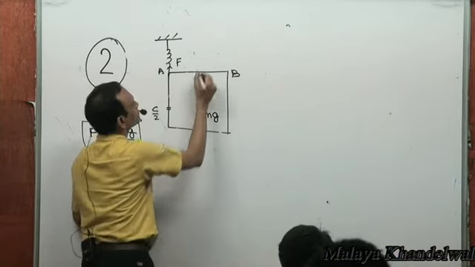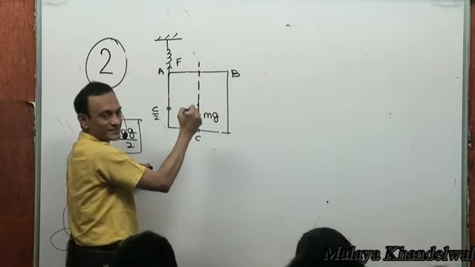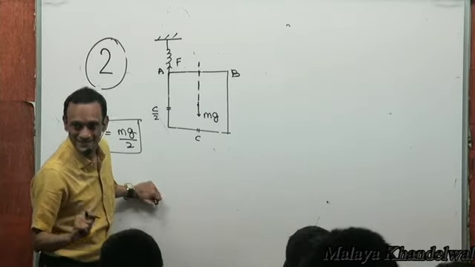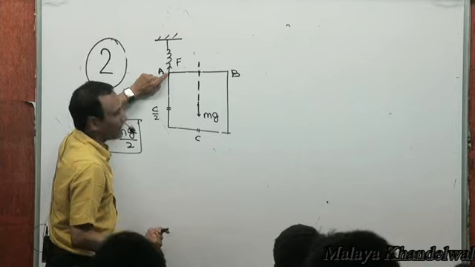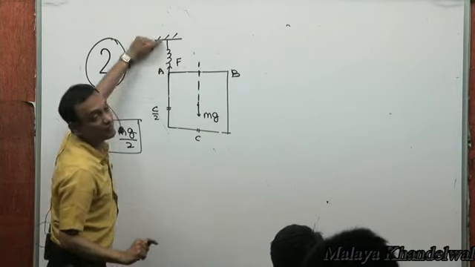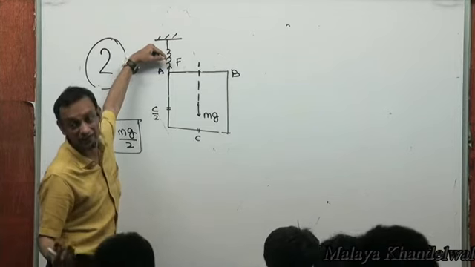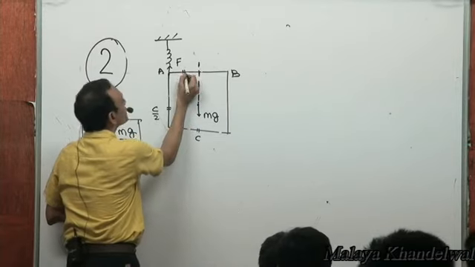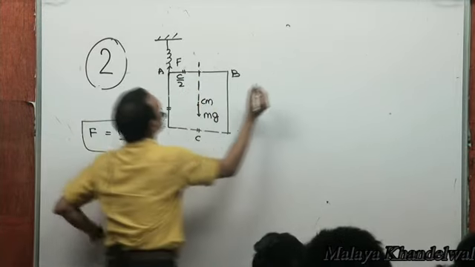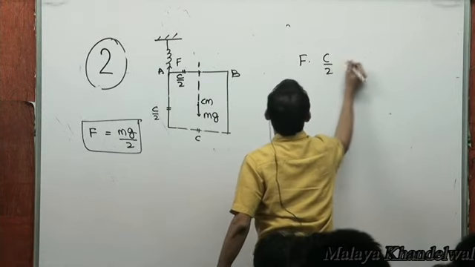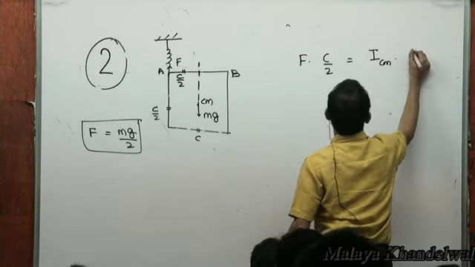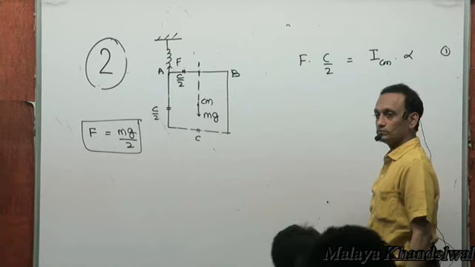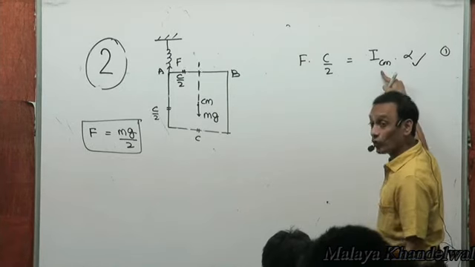Now, F is known, therefore good for us. So this situation is simpler than the string situation where T was not known to us, right? And there is nothing about A having a vertical acceleration in this case or not, so I can take torque about the center of mass. This is C by 2. So F, which is known, into C by 2 is going to be I about the center of mass into angular acceleration alpha. Right? So alpha ICM we have already computed.